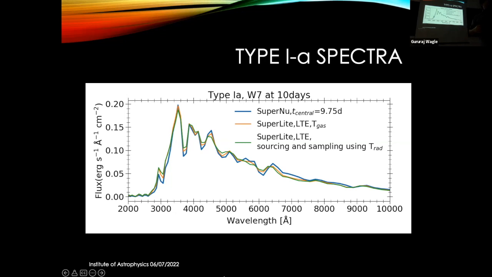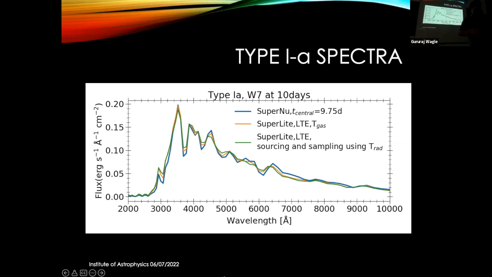So it starts at about 2 days after explosion, and it evolves the spectrum, evolves the ejecta through time. And this is the spectrum which is produced by SuperNu, the blue line, at 10 days. So I added features in SuperNu to save the profile at every few days. So at 10 days, we save a profile from SuperNu. So SuperNu has done the evolution of the spectrum.